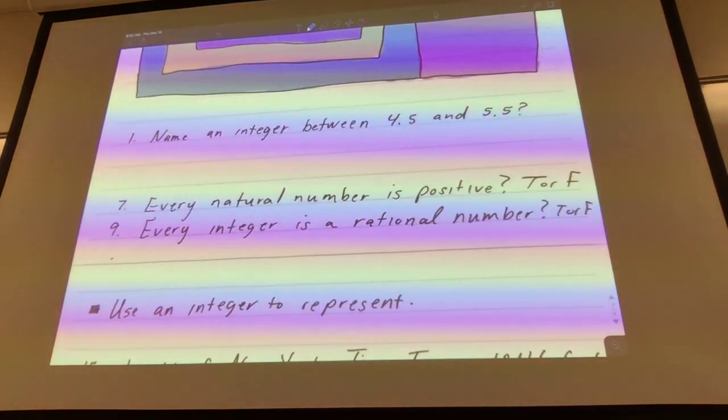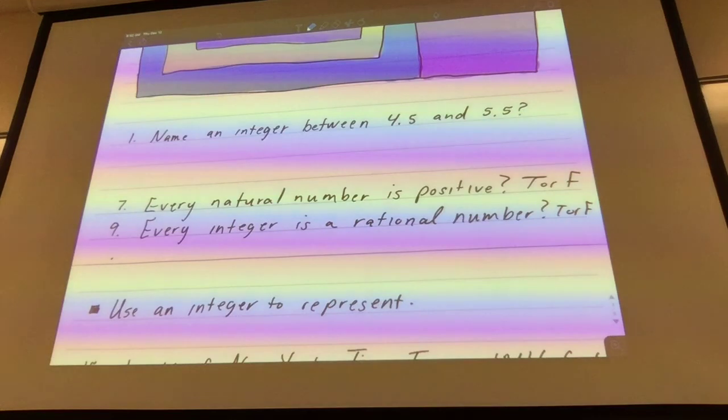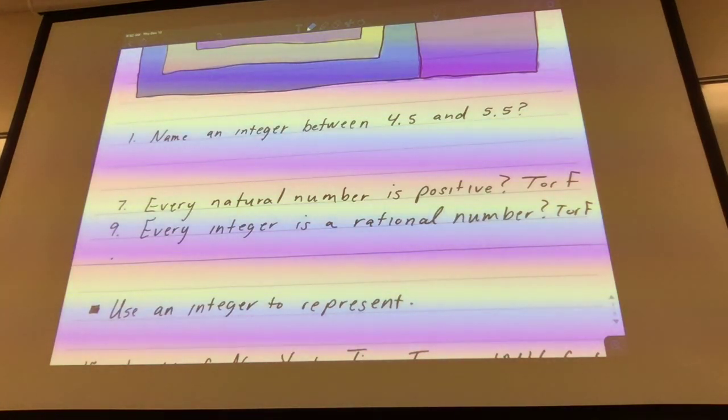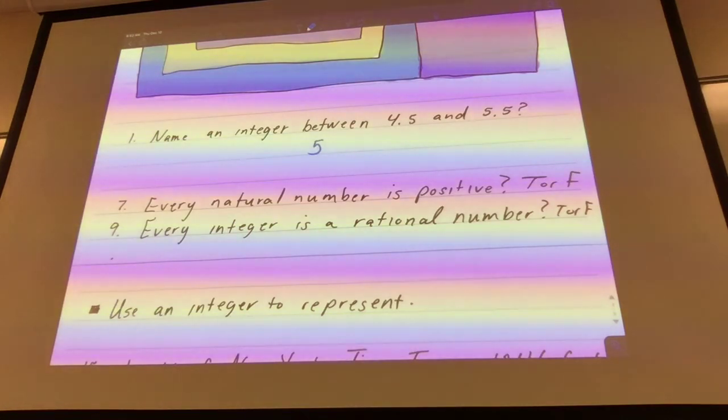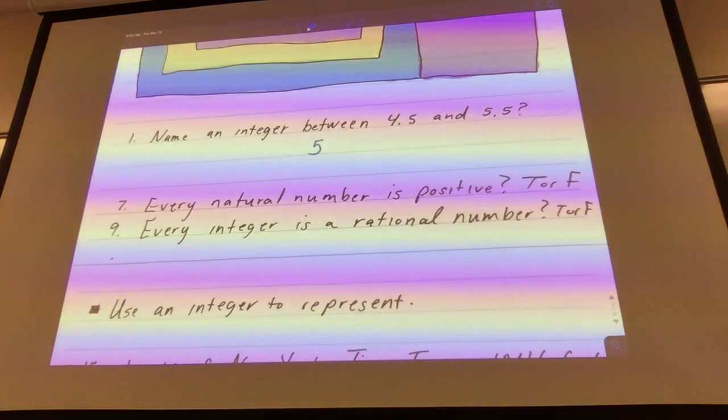Name an integer between 4.5 and 5.5. You can pick any one, but an easy one would just be what? 5. Yeah. We could have said 4.7. We could have said 5.1. We had a lot of options, but it's easy just to hit that whole number between 4.5 and 5.5.